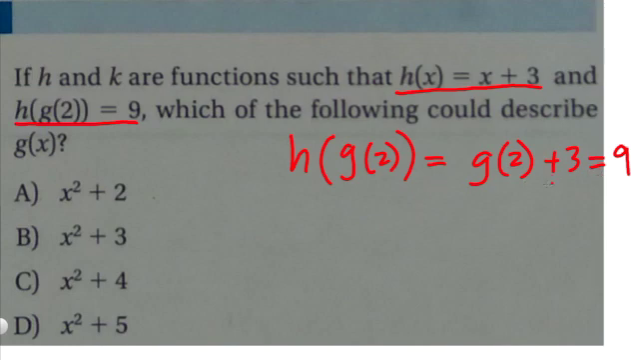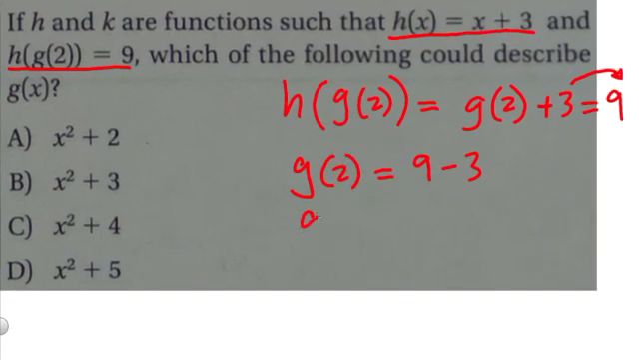So from this equation, we can get the value of g of 2. We transpose this positive 3 to the other side of the equal sign, and it becomes negative. And so g of 2 equals 9 minus 3. Therefore, g of 2 is equal to 6. So what does it mean? What does this g of 2 equal to 6 mean?